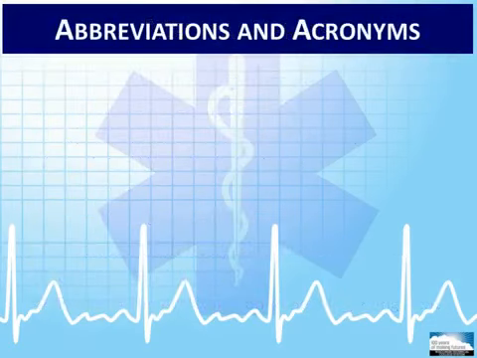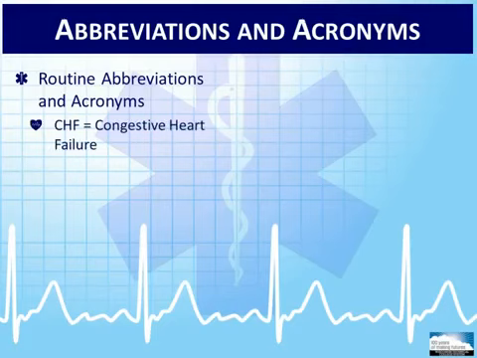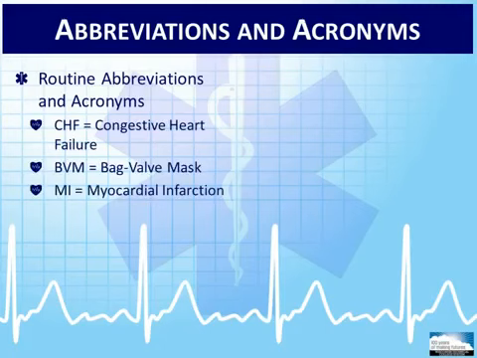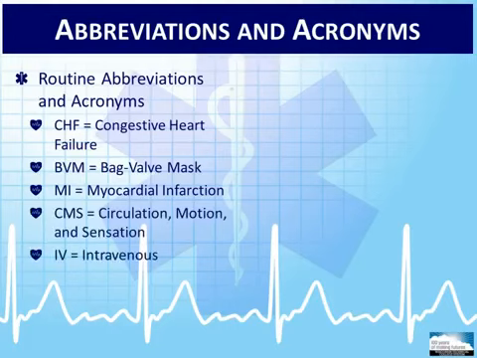Lastly, given the complexity and length of many medical terms, healthcare providers will occasionally use abbreviations and acronyms in both oral communications as well as written documentation. The problem with the use of acronyms and abbreviations, however, is that they are not always standardized or universally recognized between various healthcare providers and systems. True, there are some abbreviations and acronyms that are used by virtually everyone. Some examples include CHF for congestive heart failure, BVM for bag valve mask, MI for myocardial infarction, CMS for circulation, motion, and sensation, IV for intravenous, JVD for jugular vein distension.